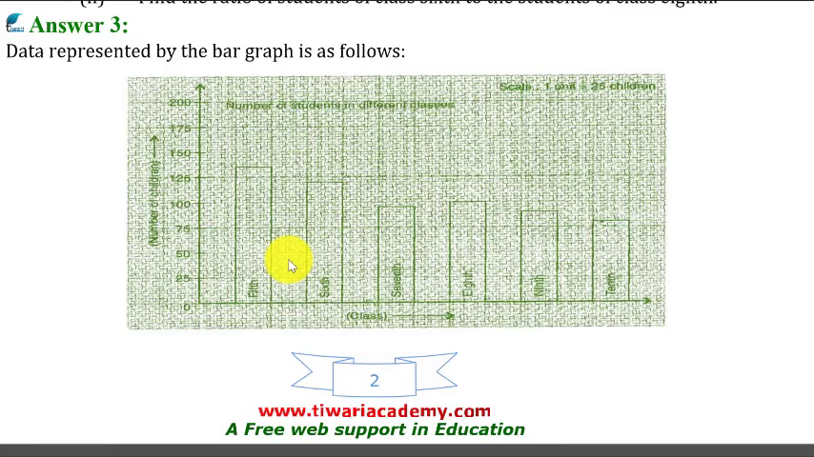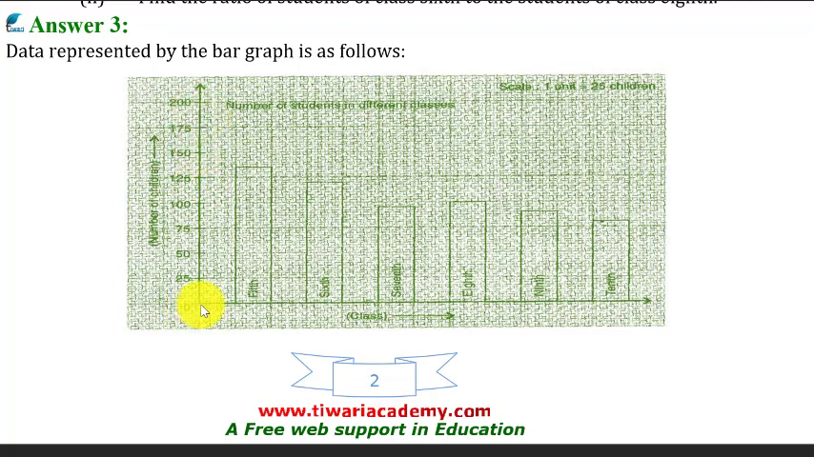Yeah, correct answer. So by help of those, we took a scale of 1 unit equal to 25 children. So the x-axis will be class and the y-axis will be number of children. Here we take 1 unit equal to 25 children. So here 0, 25, 50, 75, 100, 125, 150, 175 and 200.